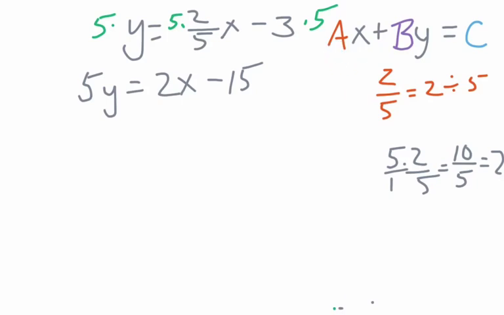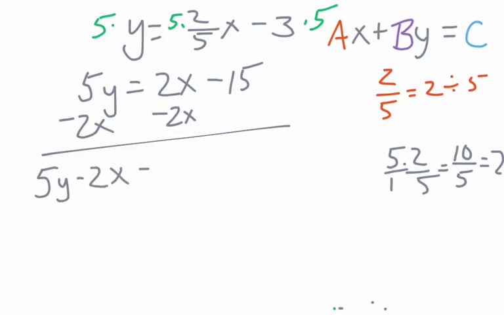Now I need to have that x value on the left-hand side. Right now the x value is on the right-hand side. So in order to move it over here, I'm going to basically subtract it, and I'm going to subtract it from both sides. So that gives me 5y minus 2x. And then over here, 2x minus 2x is 0, leaving me with negative 15.